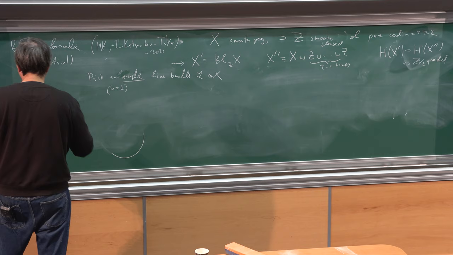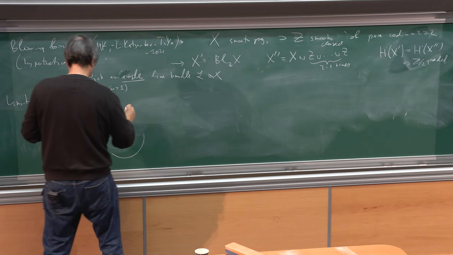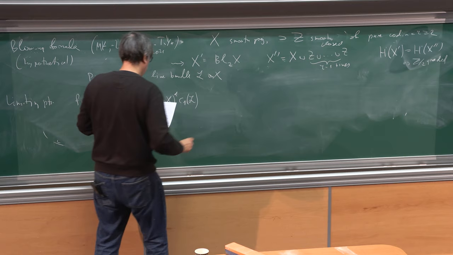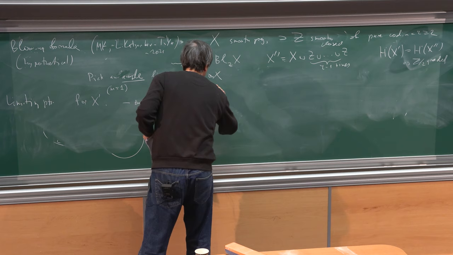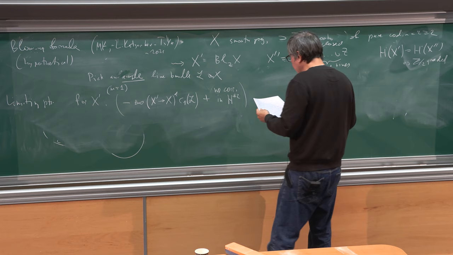And then we take two limiting points. What will it be for X prime? For X prime, I get again minus infinity, and no correction in degree non-zero, plus no correction in H^2. That's kind of a fine situation. This pullback is a pullback.